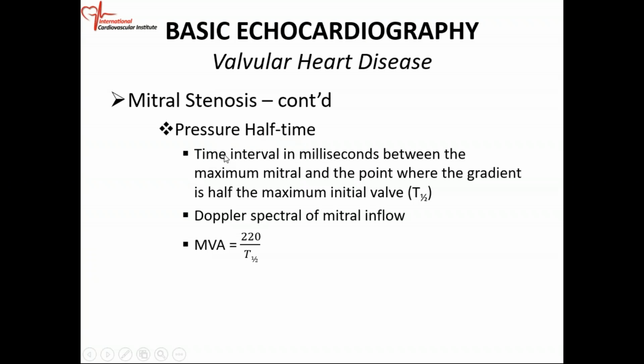So it's a time interval in milliseconds between the maximum initial mitral velocity and the point where the gradient is half the maximum. Essentially, what we're saying is it's the time it takes for the pressure to fall to one half, not the velocity. You have to take into consideration that the pressure gradient is equal to 4v squared, so you can find out what the velocity is at half pressure.